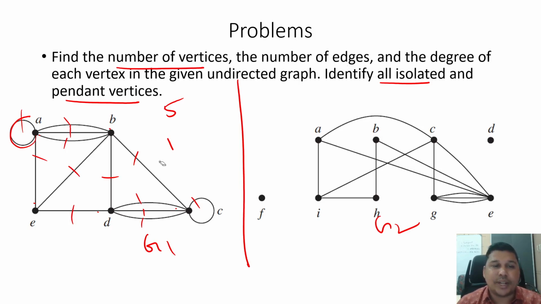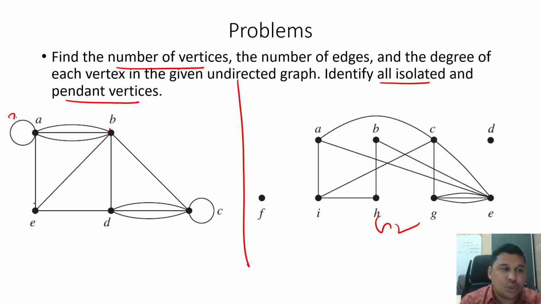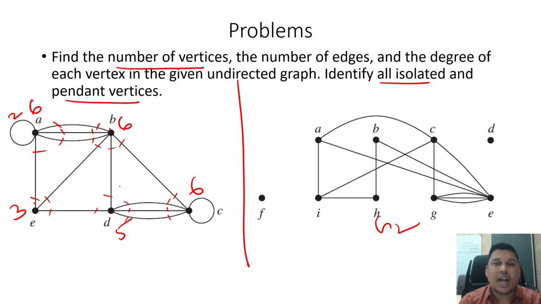Now, how do you find the degree of each vertex? We have already seen that it is the number of edges that particular vertex is incident on. So, for A, we count 2, 3, 4, 5, 6. So, A degree is 6. For B, 1, 2, 3, 4, 5, 6, so 6. Then for the next one, 1, 2, 3, this is 3. For D, it is 1, 2, 3, 4, 5. And for C, it is 1, 2, 3, 4, this is 2. So, the total is 6. This is the degree of each vertex of an undirected graph.